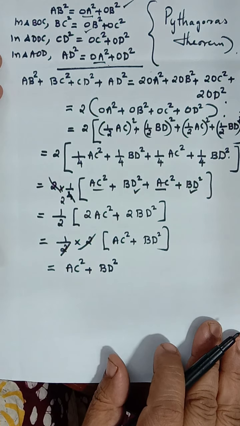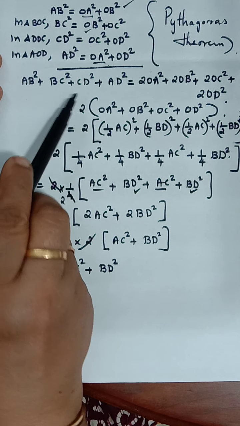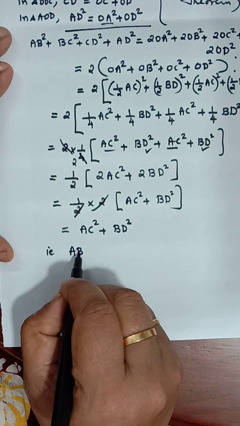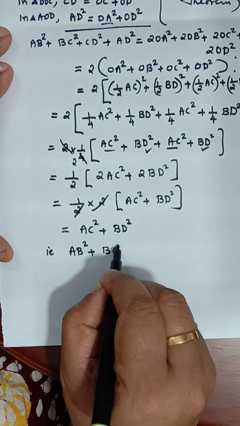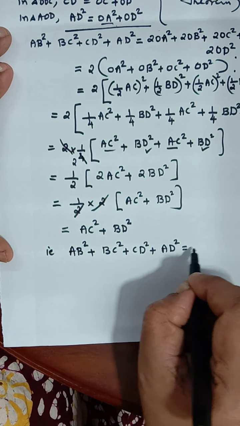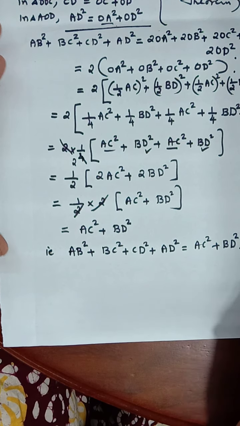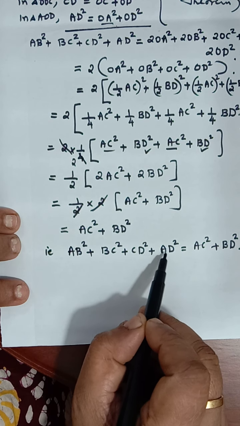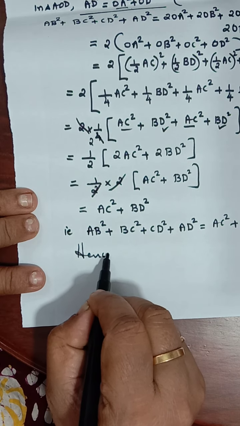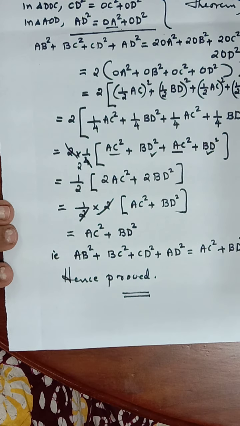What was our left hand side? Do you remember? The sum of the squares of the sides: AB square plus BC square plus CD square plus AD square. As the last step, AB square plus BC square plus CD square plus AD square is equal to AC square plus BD square. That is, in a rhombus, the sum of the squares of the sides is equal to the sum of the squares of the diagonals. Hence proved. Hope you understood. Complete it. Stay safe.